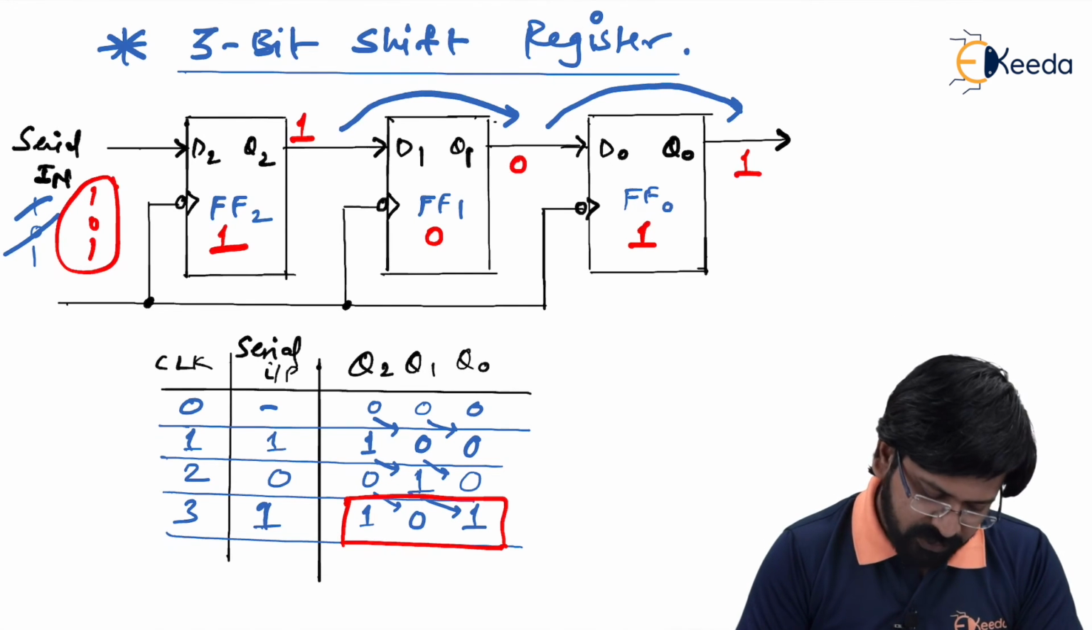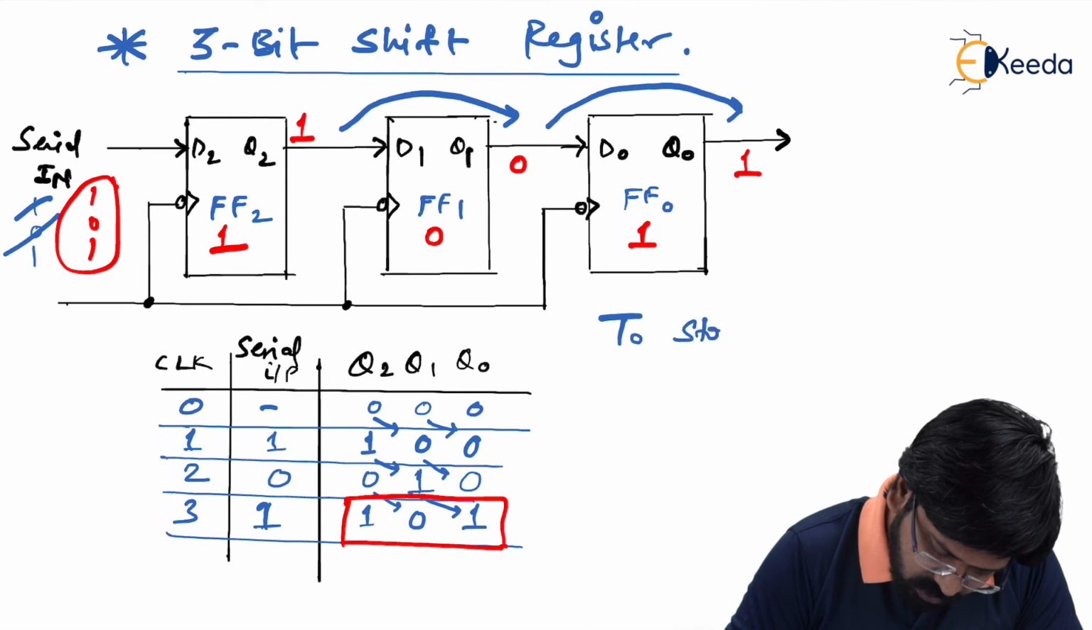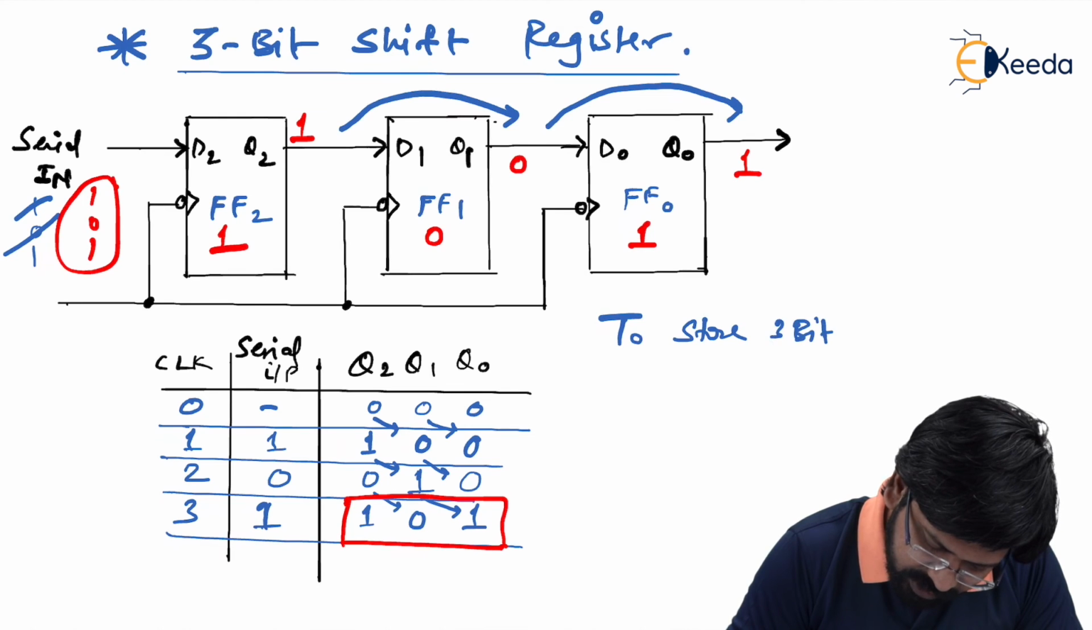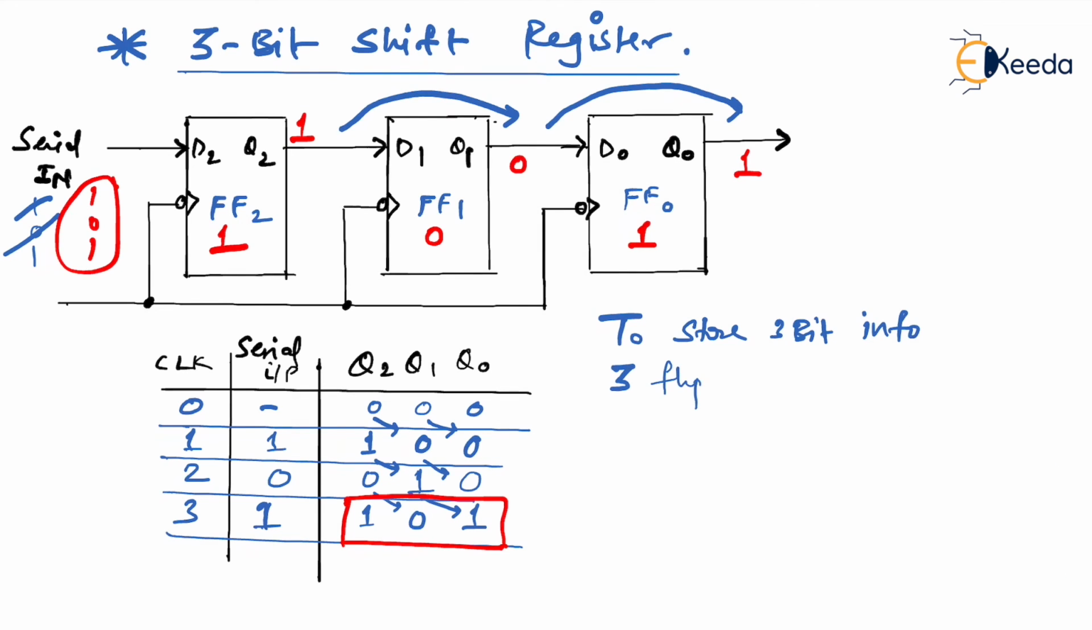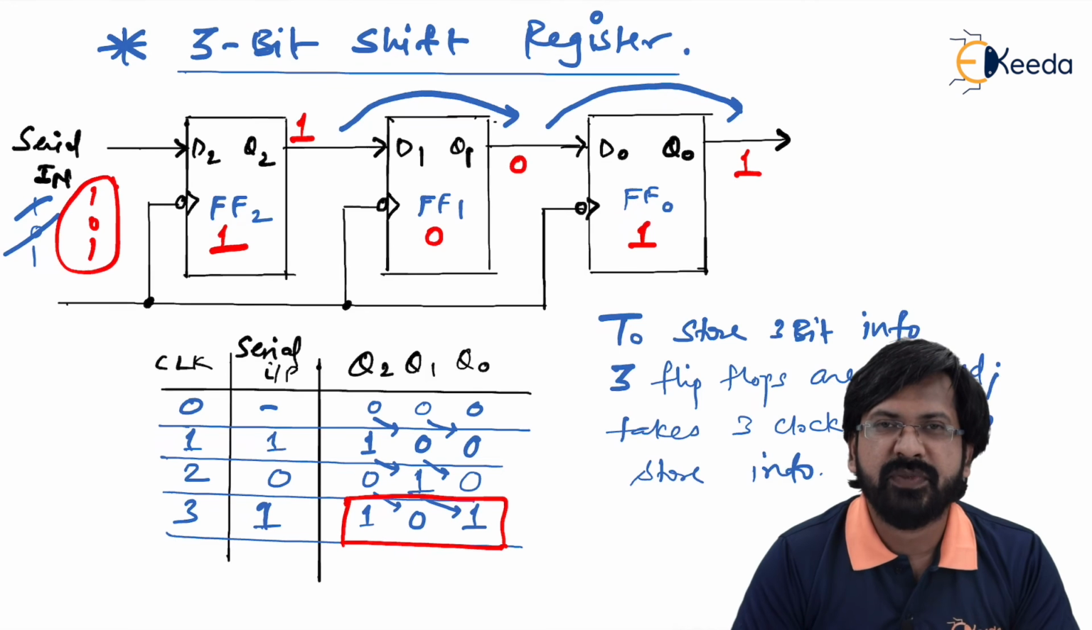So you have to always remember this as a conclusion. To store 3-bit information, 3 flip-flops are needed, which takes 3 clock pulses to store information. Is that right? So it is very simple.